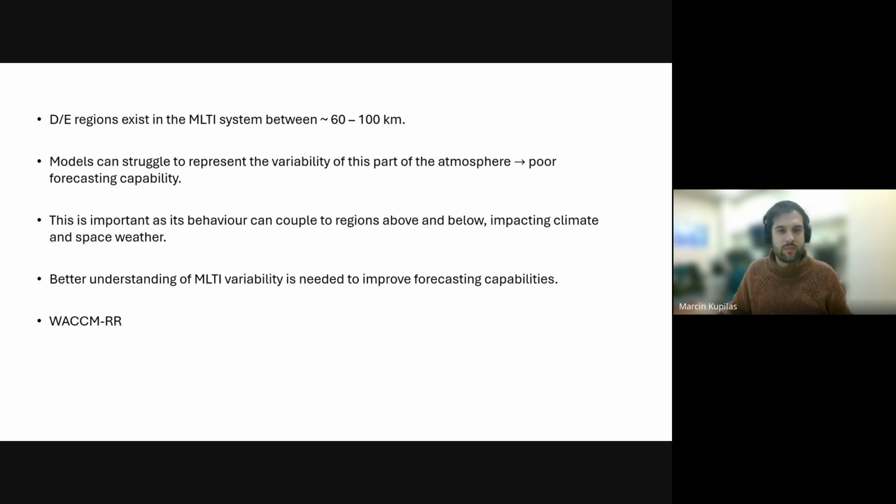And this part of the atmosphere is quite key as it can couple to regions from above and below, impacting things such as lower atmospheric climate and upper atmospheric space weather. And it is also driven by processes from above and below. And the various interplay of those processes and what processes dominate at different stages is not fully understood. So this is what we've attempted to do here at Leeds using WACCM-RR.